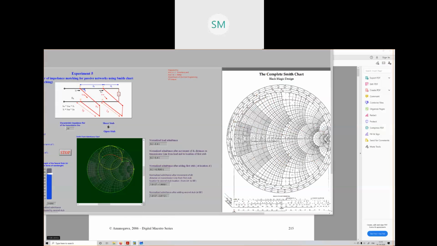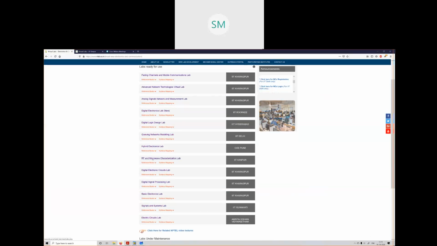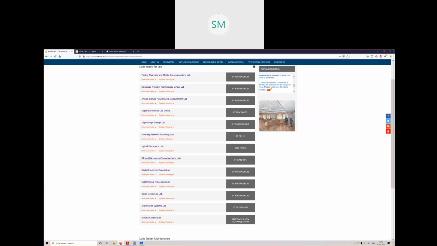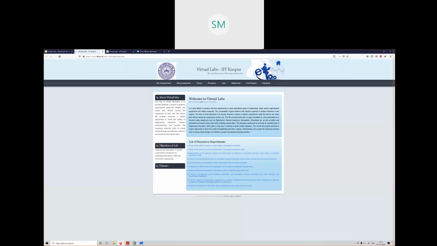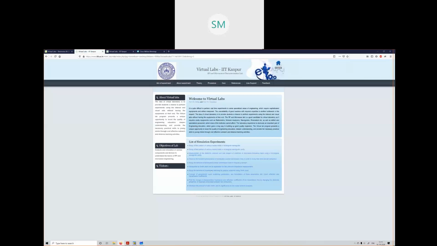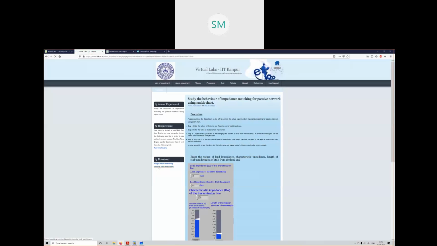By the way, everyone, please go to this RF microwave characterization lab on the virtual lab. Okay, there log in and here go to this place. Okay, go to here, study of behavior of impedance matching for passive networks using Smith chart. Click here. Okay, you log in with your ID and password. Okay, and we would be running this experiment, double stub matching. Okay, so please download it.